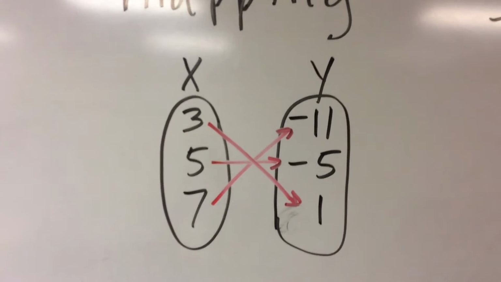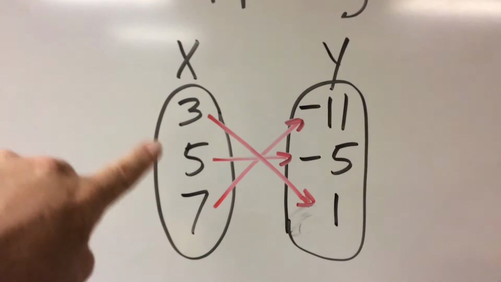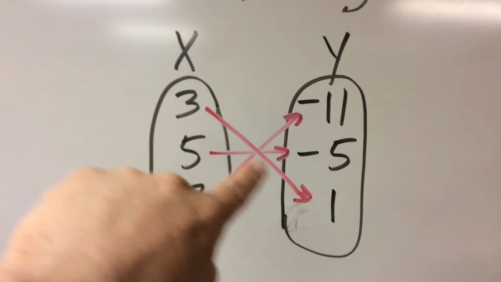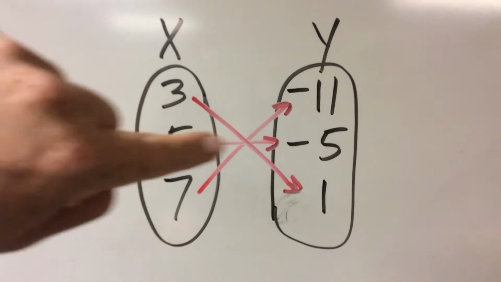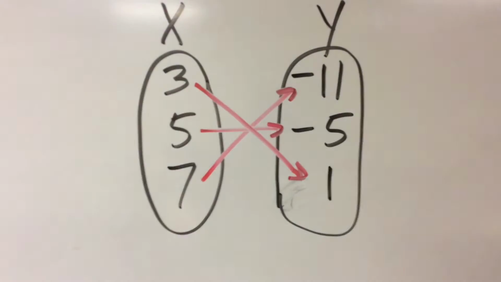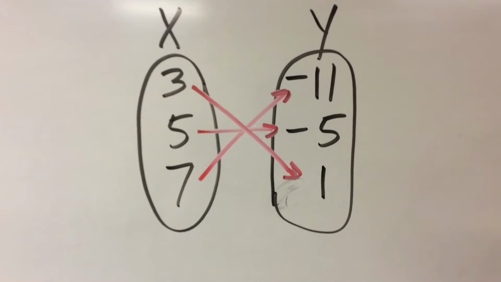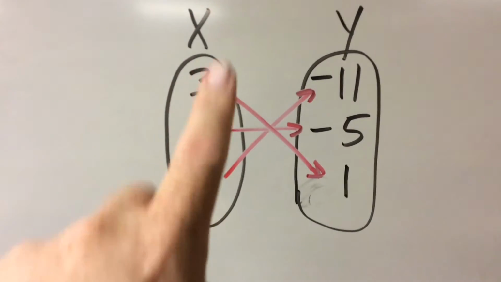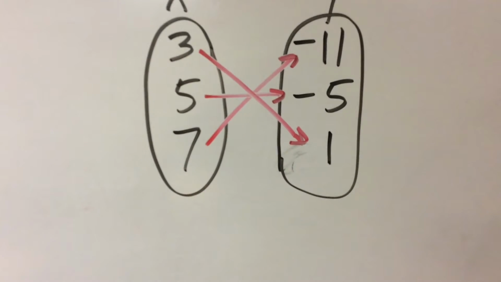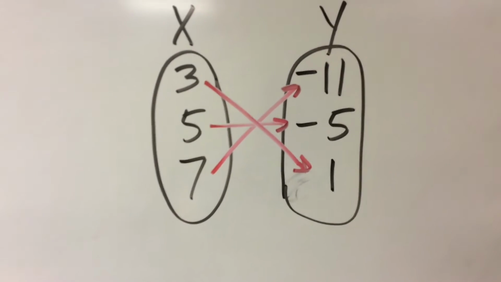You can see that in this particular example, the 3 has only one arrow going to a y number, the 5 only has one arrow, and the 7 only has one arrow. This would be a function. Each one of those inputs, each one of these x numbers, only has one y value or one output that it's paired with.